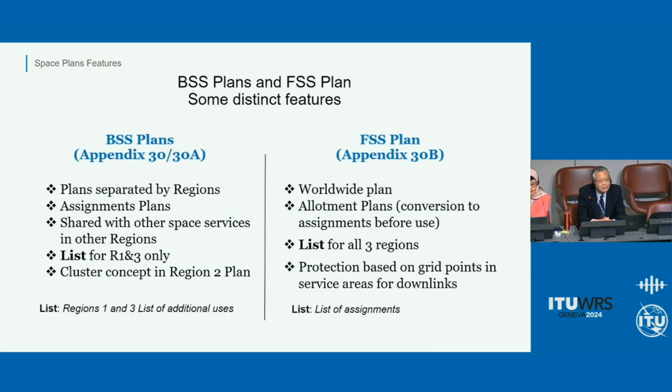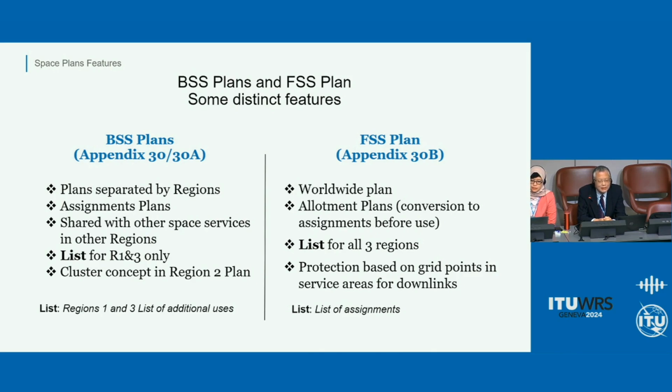Although the BSS plan and the FSS plan have some similarity and common features, there are some differences. First one, as I say, the FSS plan is a global plan, a worldwide plan, where all three regions have the same frequency band. On the other hand, in the Appendix 30/30A BSS plan, from region to region the frequency bands are slightly different.